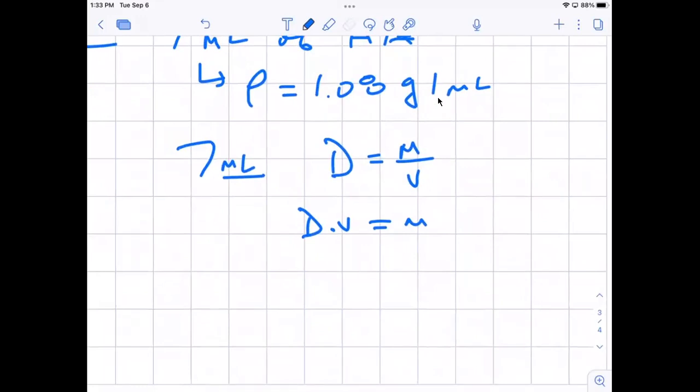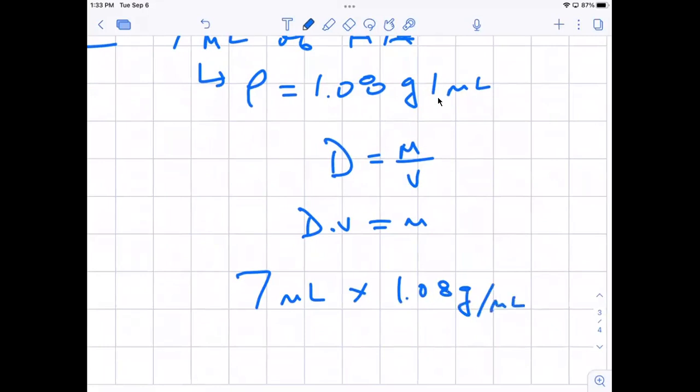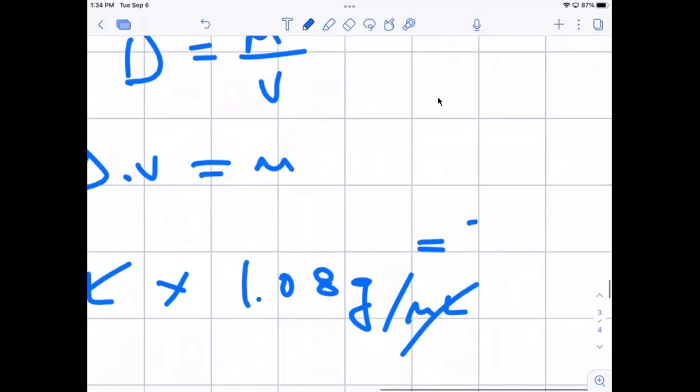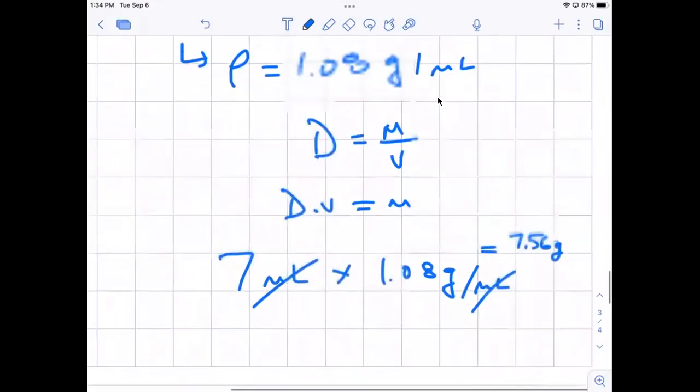So I'm going to do 7 milliliters times 1.08 grams per milliliter. And the milliliters are going to cancel. Can somebody calculate that real quick? It's 7.56, something like that. Is that right? Yes. 7.56 grams of acetic anhydride. That's important.